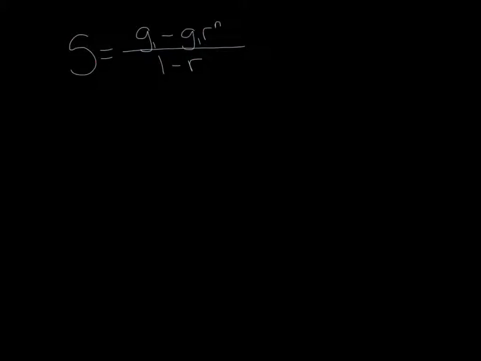In some cases, though, we will be given the last term of the series instead of n. And in that case, what we can do is develop a formula in terms of g1, gn, and r. So remember that g of n equals g1 r to the n minus 1.